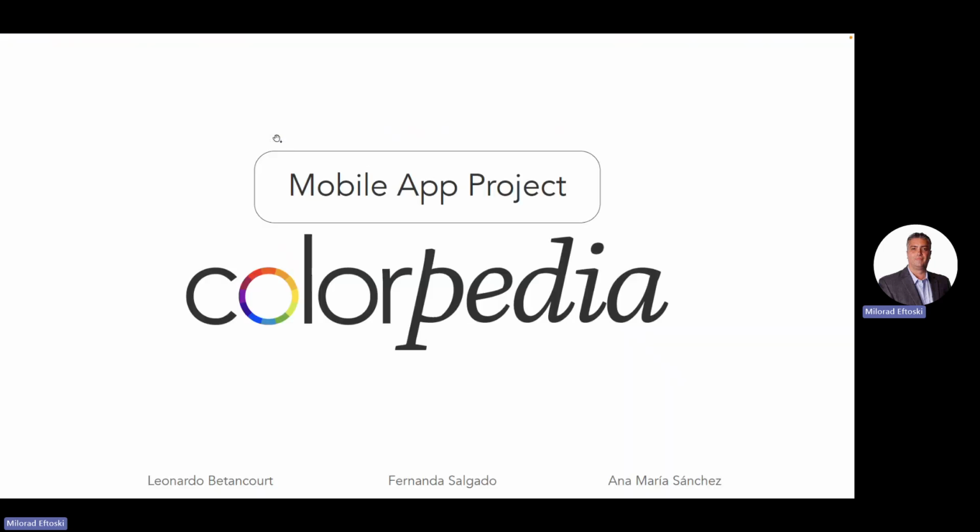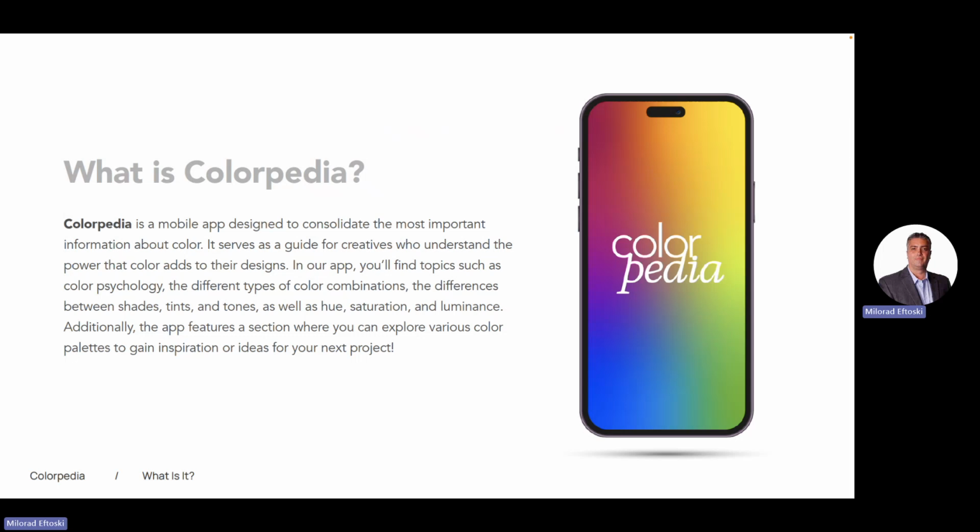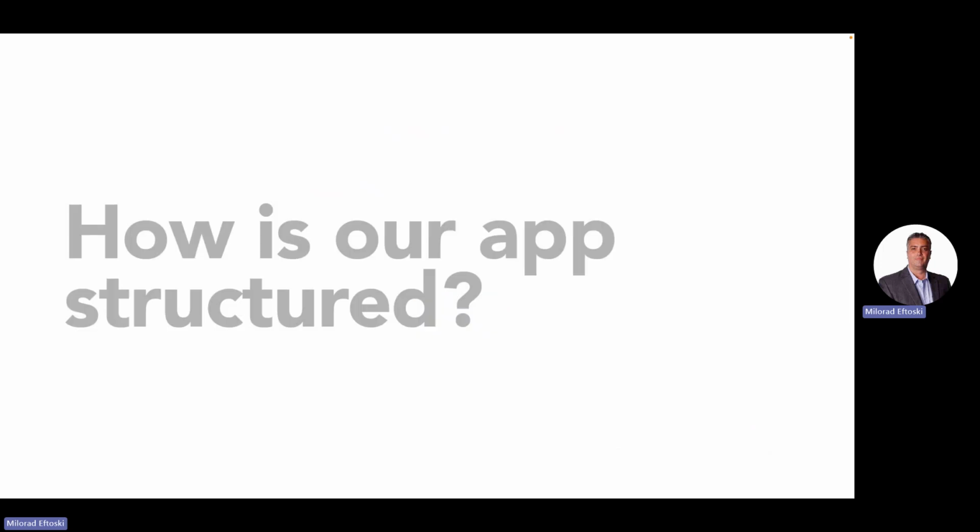So this was their presentation. They were up here, 3 of them talking about it. They took turns, okay? So what's Colorpedia? Well, it's a mobile app designed to consolidate the most important information about color, okay? It serves as a guide for creatives who understand the power that color adds to their designs. So that's what the app does, and they went on about it, right? And then they talked about how the app is structured, right?